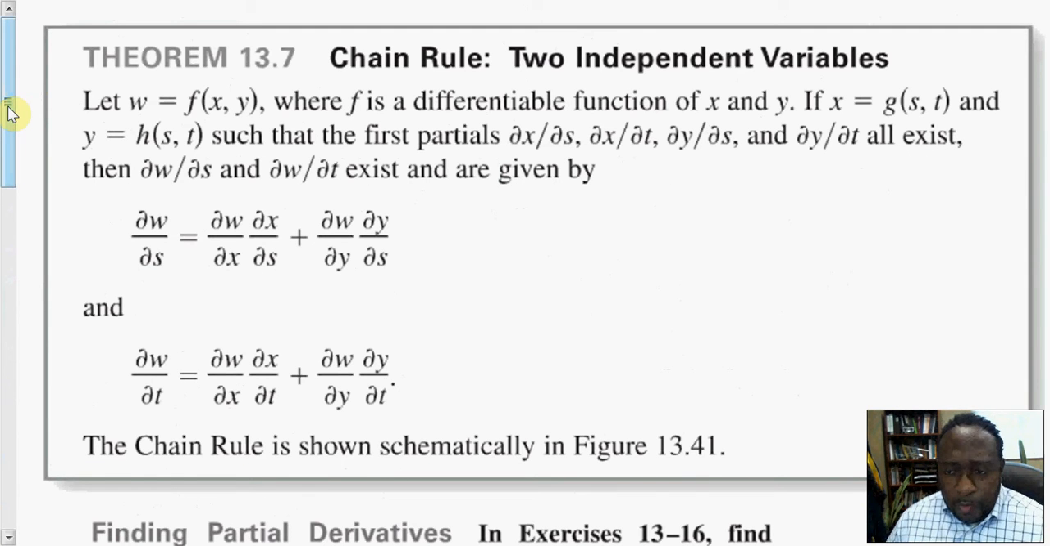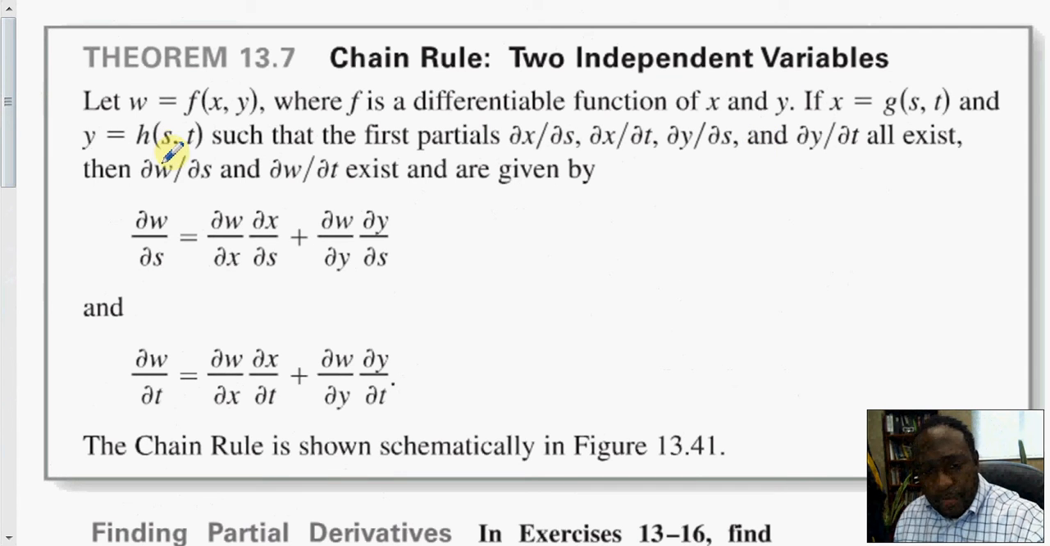What about the chain rule for two independent variables? So the same premise, let w be a function of x and y, and here f is differentiable in x and y. But now x doesn't depend on one variable, x depends on two variables. So x depends on s and t, and y also depends on s and t in different formats. So we have the function g and the function h. Let all the first partial derivatives exist. That is, let the partial derivatives be continuous.